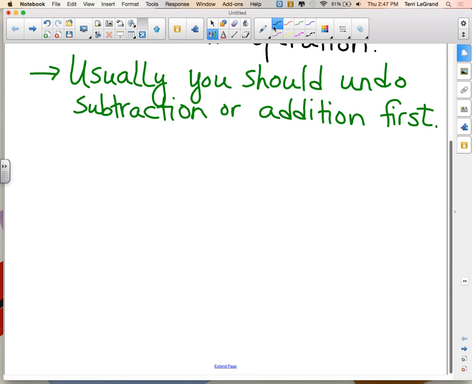So let's solve the following equation. We have negative 4 plus 7x equals 3. Now my tip says usually undo subtraction or addition first. Well, since this one is addition, we can read it backwards. We can see that we have 7x plus negative 4. What would we do first in this one then? Using the tip, let's undo the addition first. What should we do?